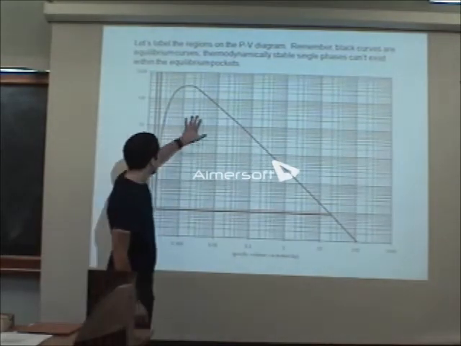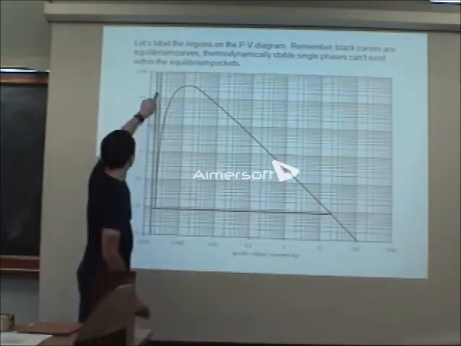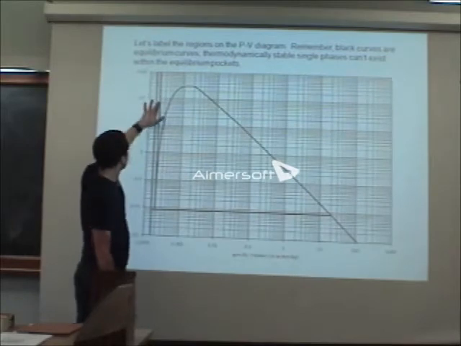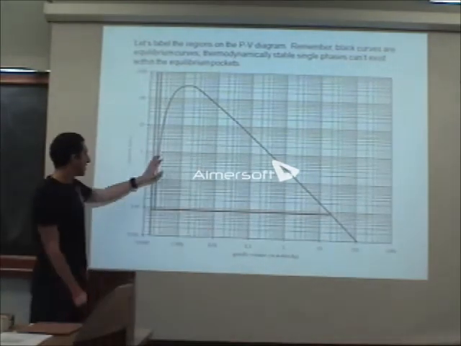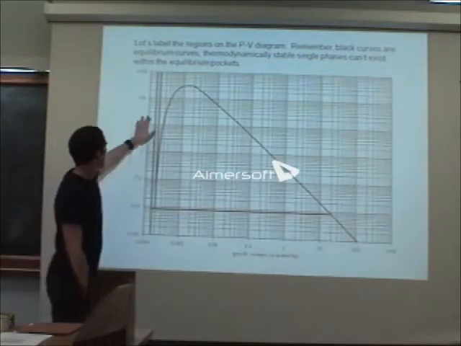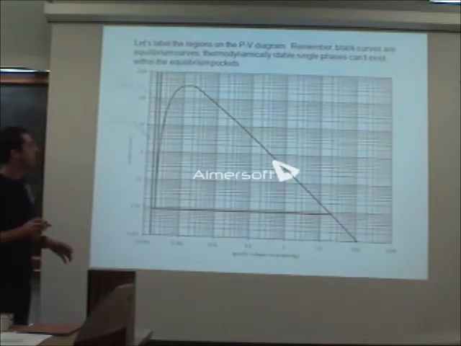So we have a pocket in here, and this pocket in here will eventually, these two will come together. So this is also a pocket here. So I know that I can't have single phases inside of these. That leaves three other regions that will be our pure phases.